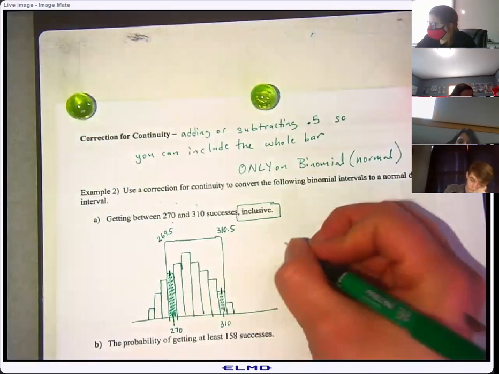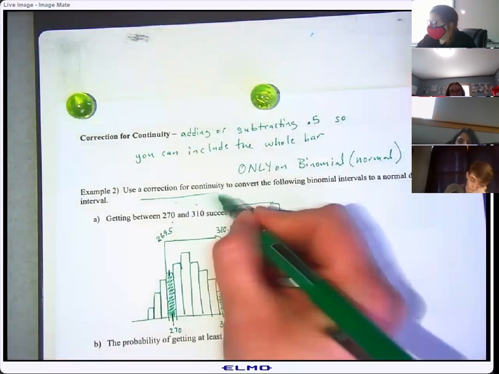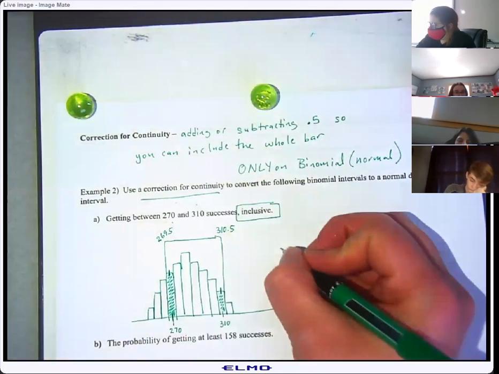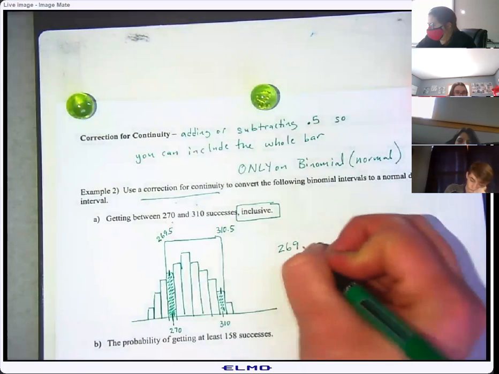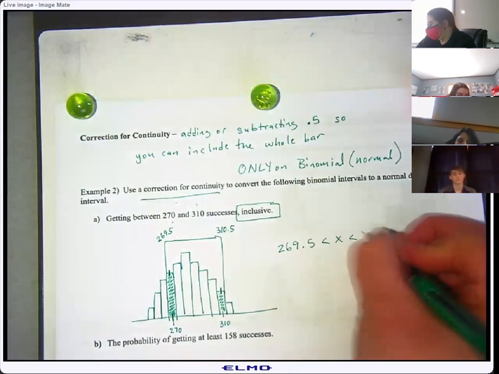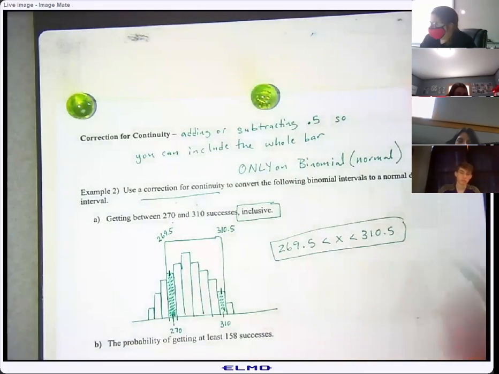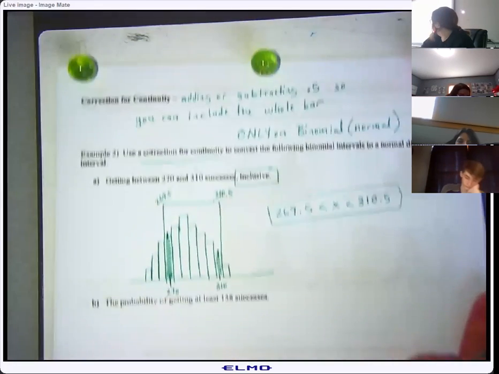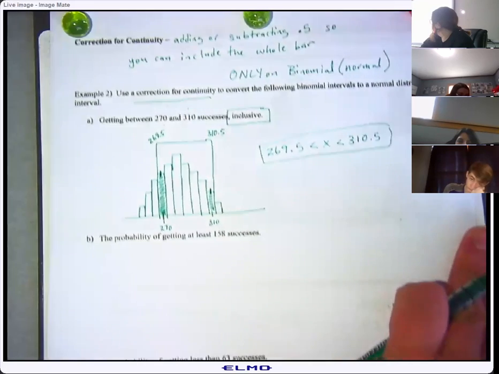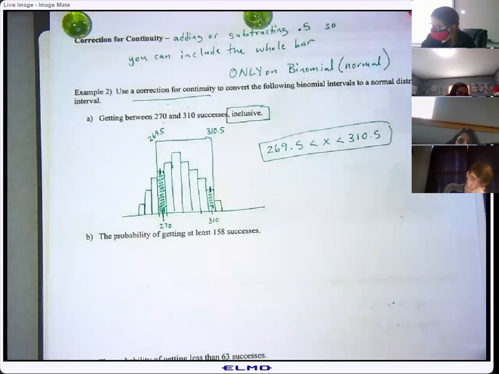So the final answer for this problem would just be to use a correction for continuity. Basically, all you're saying is that you would be looking for these numbers instead. So instead of 270 to 310, we just changed the edges essentially to include the whole bar.